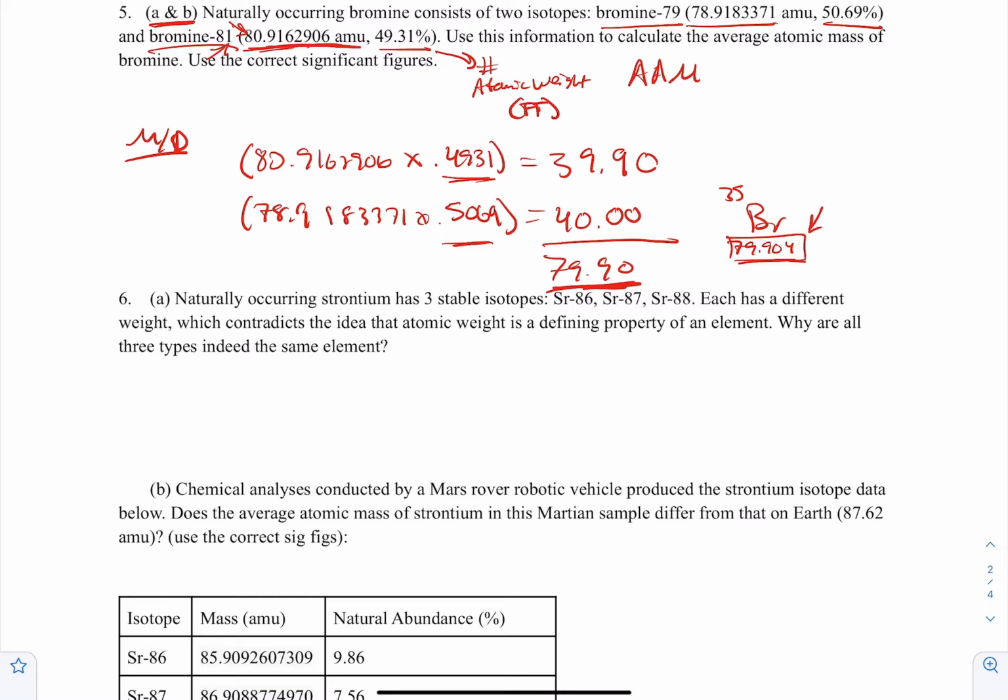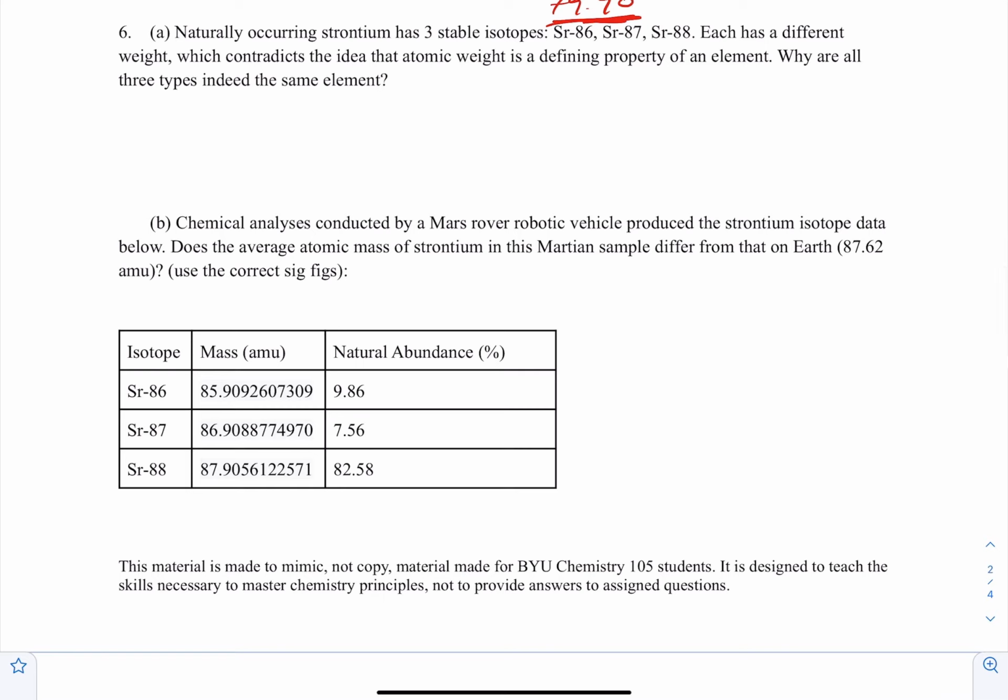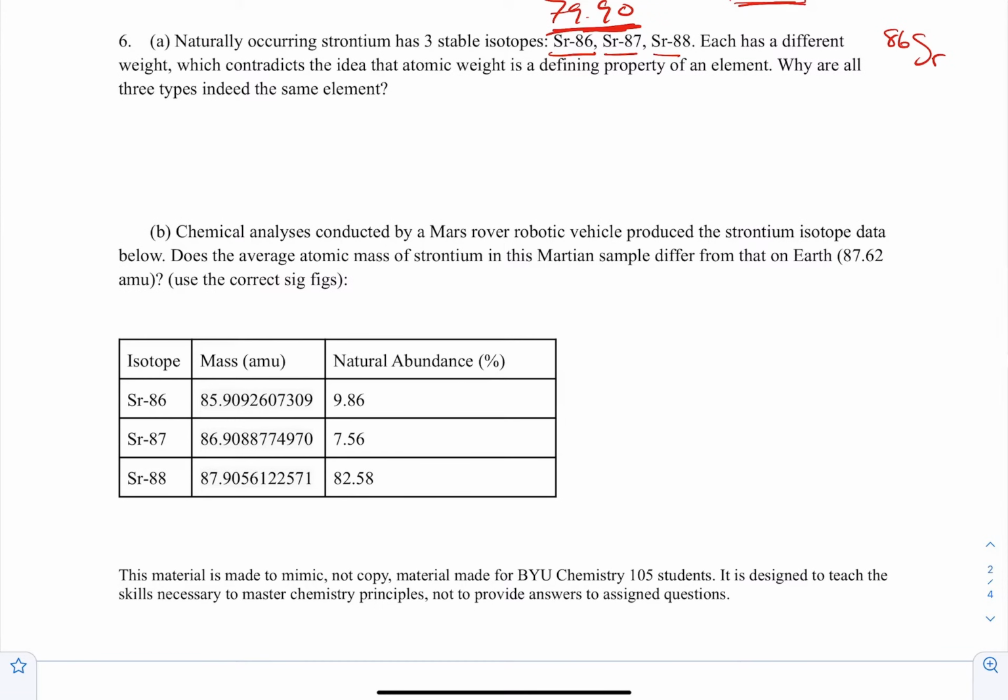All right, so number 6, naturally occurring strontium has 3 stable isotopes, strontium 86, 87, and 88. Remember, these can also be written like this, okay? Each has a different weight, which contradicts the idea that atomic weight is a defining property of an element. Why are all 3 types indeed the same element?